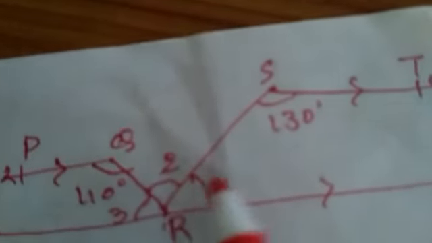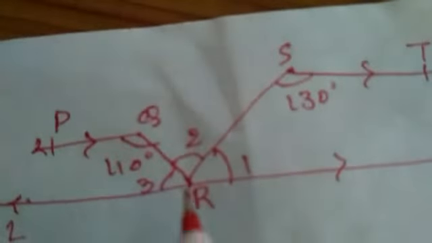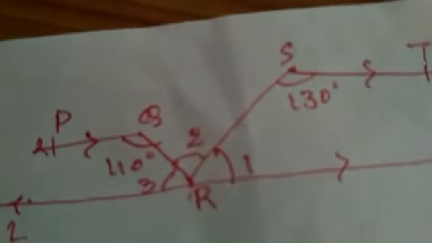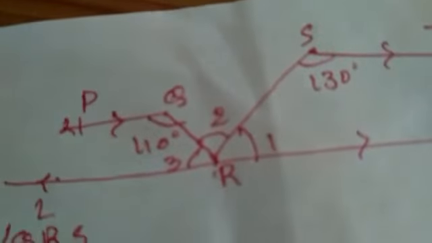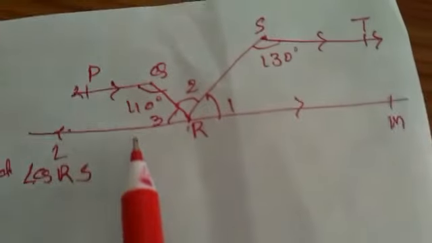So students, be clear what is given in the question and what is to be found. Here we have angle Q and angle S given. Line PQ is parallel to line ST and we need to find angle 2. To find this angle, we need to do a construction. Construction is what? We draw a line LM. Let's see in the figure.